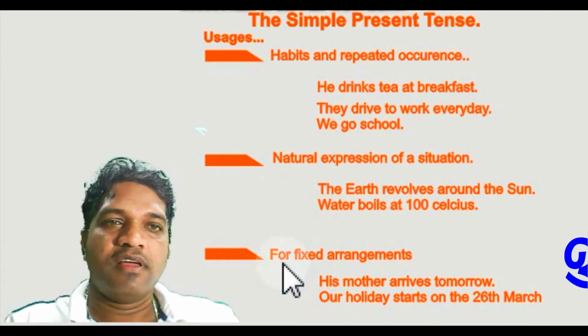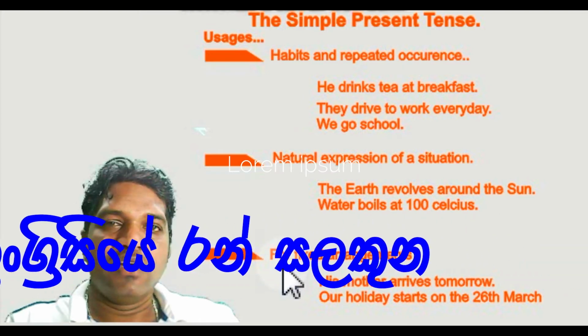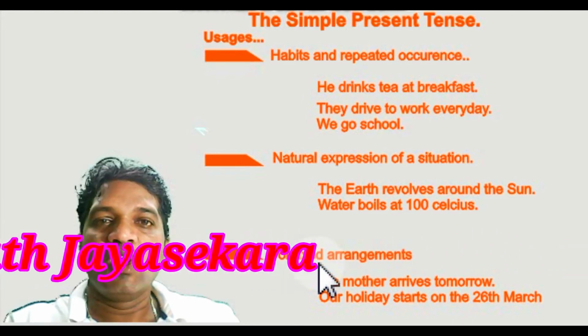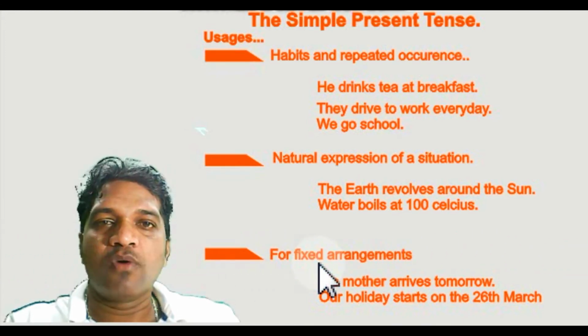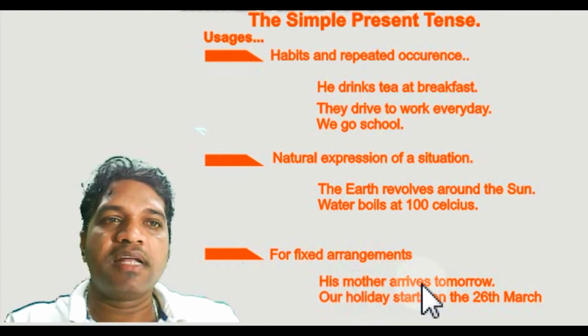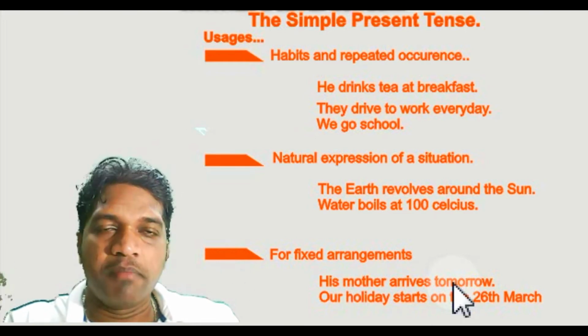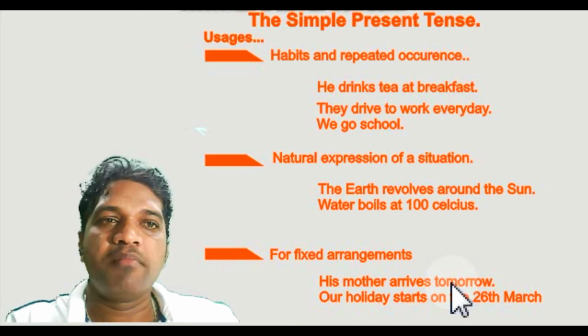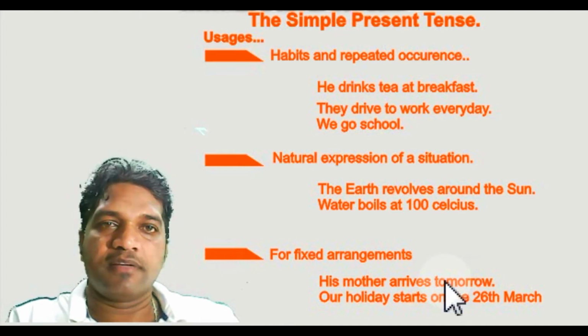What's the other usage? We can use the simple present tense to tell about our fixed arrangements. Though this is present tense, it can tell about our future action, not an indefinite future, but our arranged future. Look at the example. My mother arrives tomorrow. Your mother is abroad, and she has planned to come tomorrow. She has arranged everything. So you can say that idea in the simple present tense.